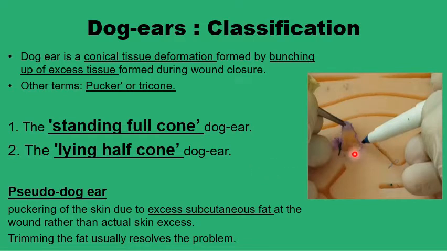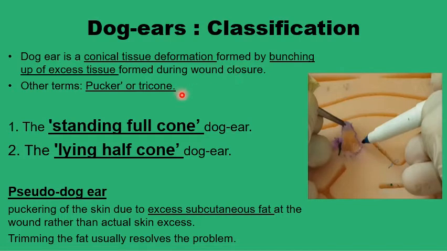Occasionally, excess subcutaneous fat under the surface of the wound can cause a raising up of a part of the wound, giving a pseudo dog ear. This is different from the dog ear we are describing as a full cone or a half cone, and has a different way of management.